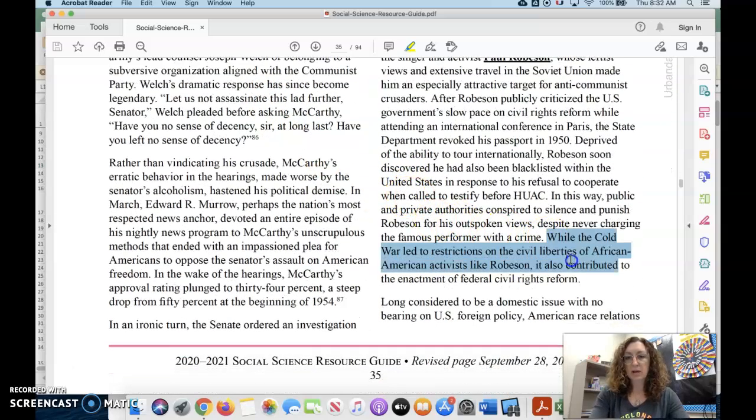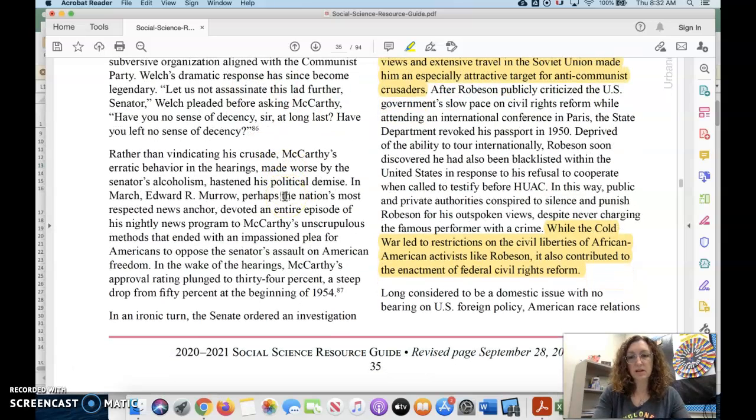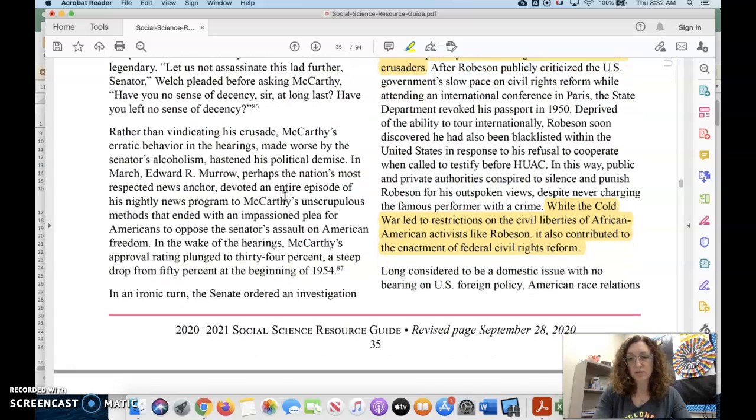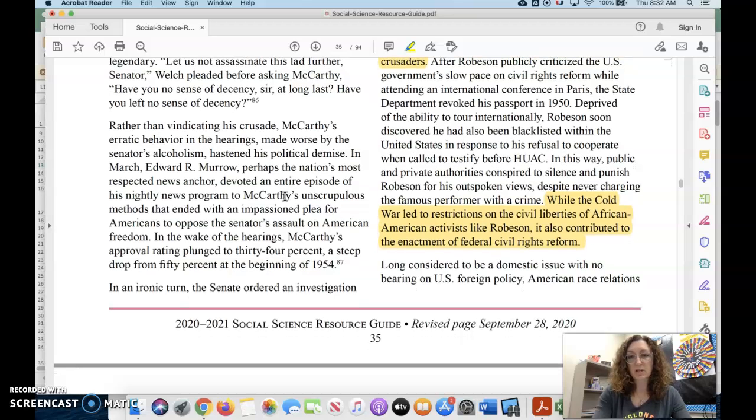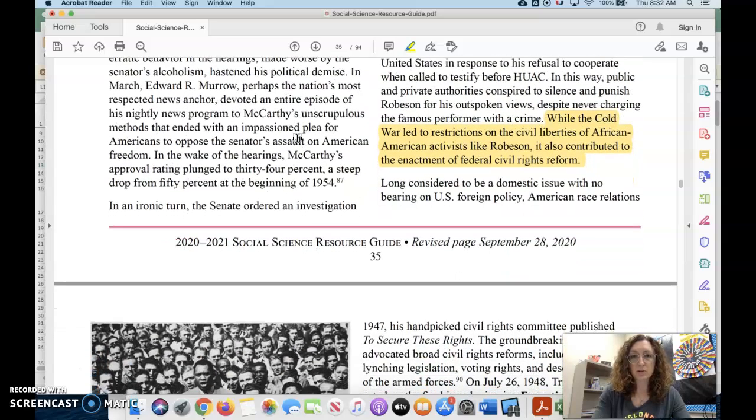First thing I want to point out here, while the Cold War led to restrictions on civil liberties of African American activists like Robeson, it also contributed to the enactment of federal civil rights reform. This activist they're talking about is Paul Robeson. He was not afraid to speak out against some of the injustices going on in the United States. And he was very closely monitored by the House Un-American Activities Committee. His passport was revoked. He was subjected to blacklisting for his thoughts and his speaking of his views.